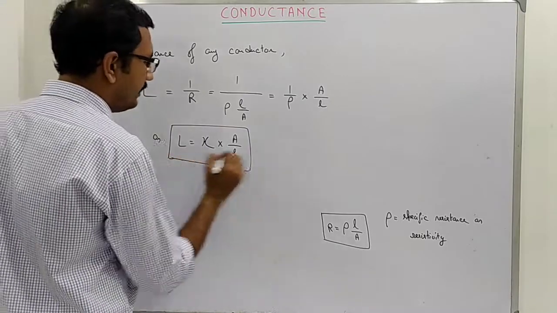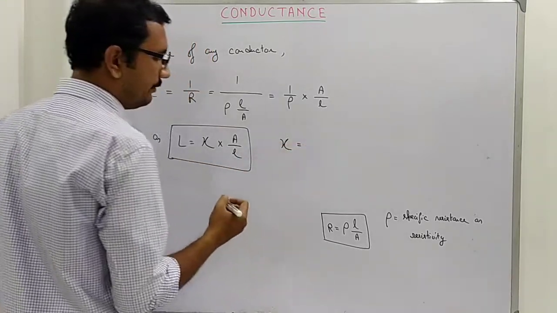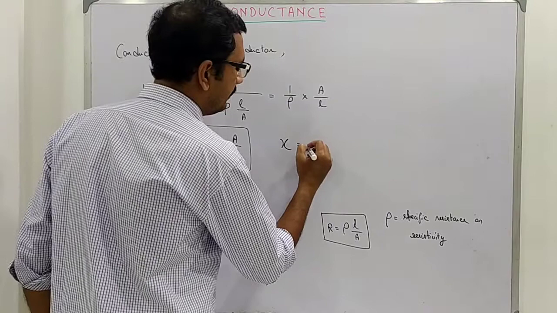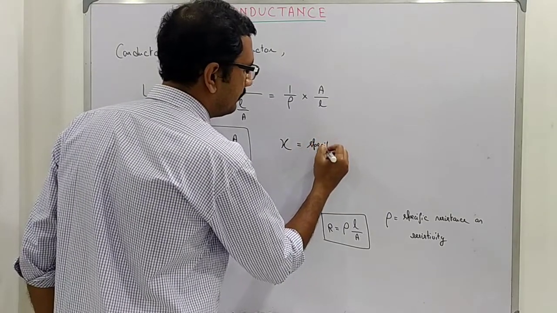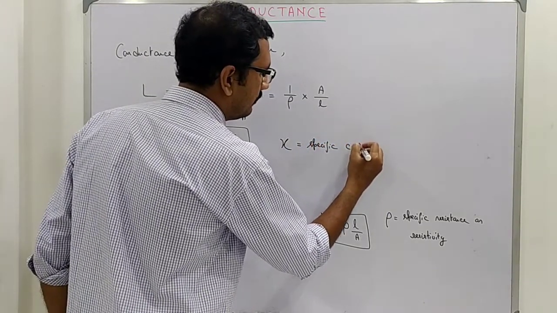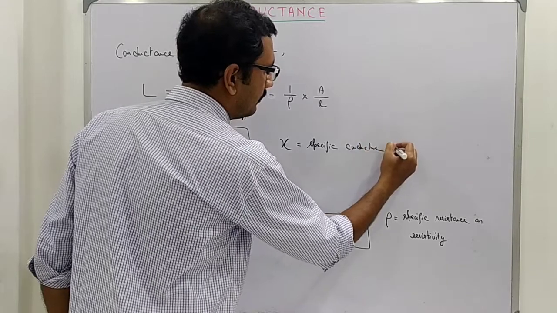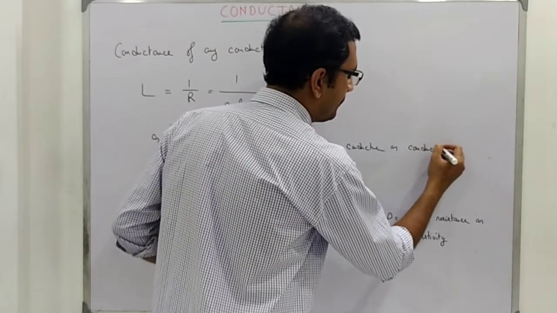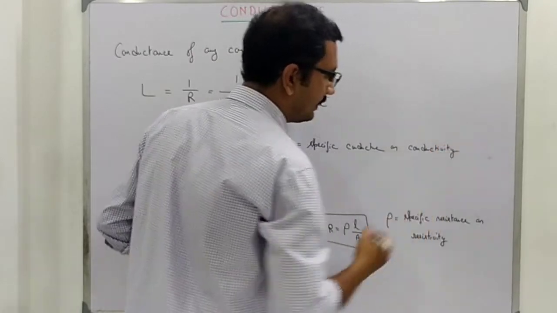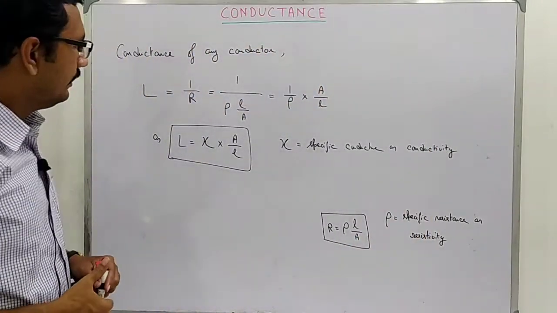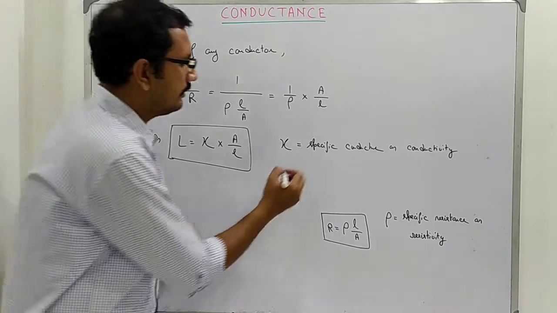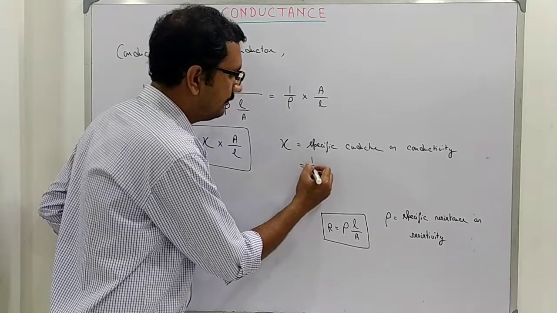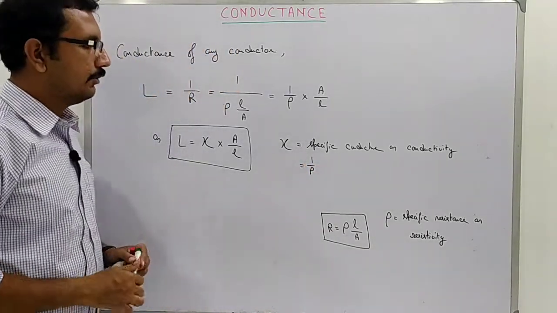So, what is this kappa? Kappa is specific conductance or conductivity, and it is 1 by rho.